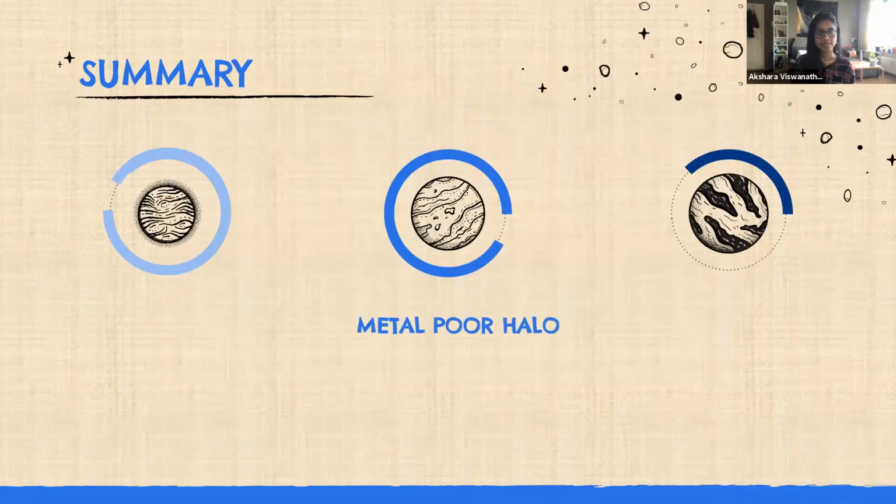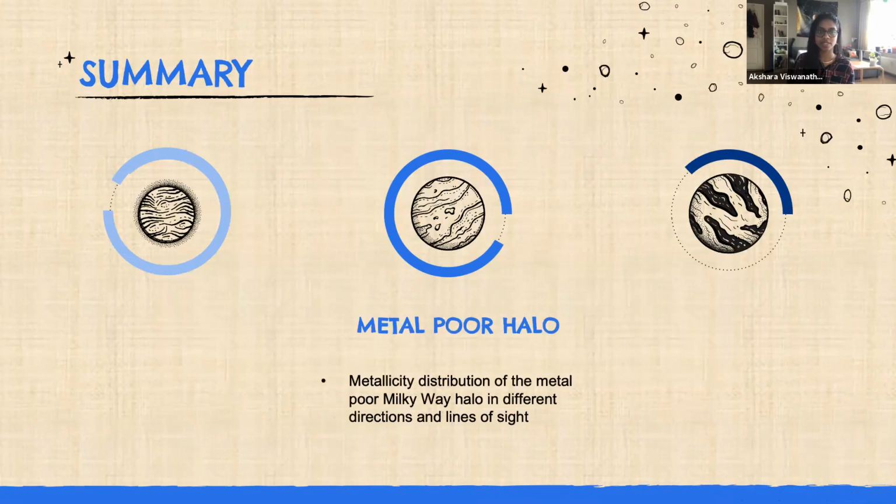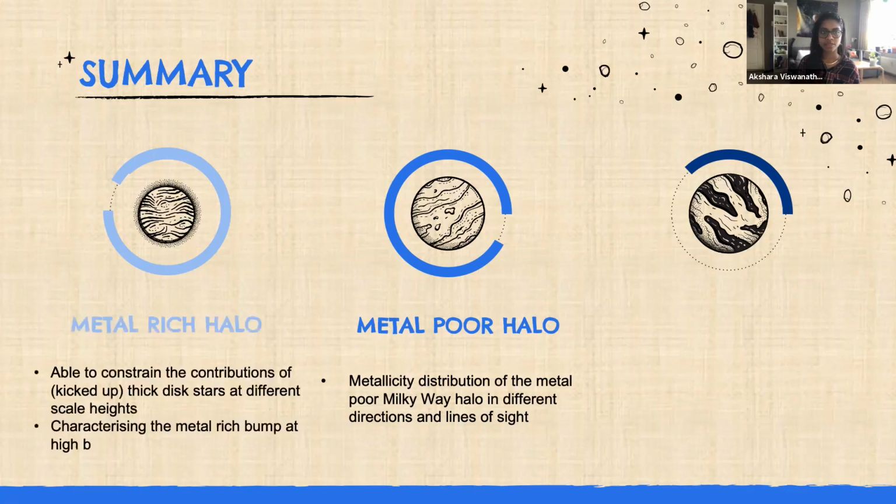So to summarize, in the metal poor halo, we are able to characterize the metallicity distribution of the metal poor Milky Way halo in different directions and lines of sight. And when it comes to the metal rich halo, we're able to constrain the contributions of the kicked up thick disk stars at different scale heights, and we will be able to characterize the metal rich bump at higher latitudes as well. And we also see a few substructures in the sample.